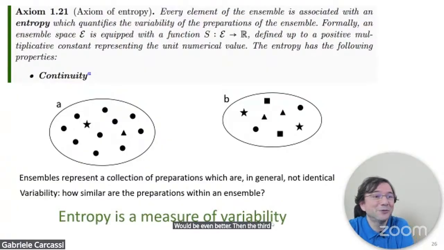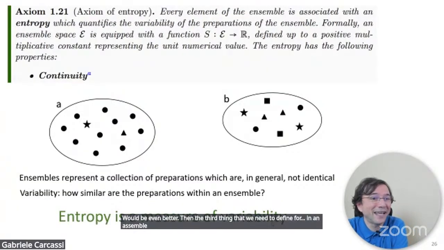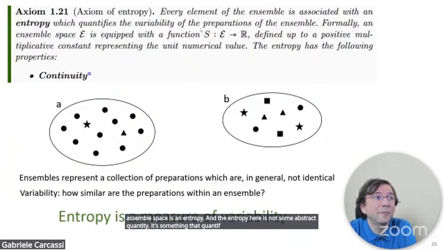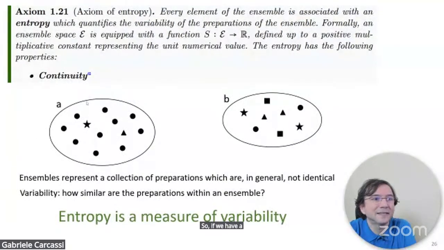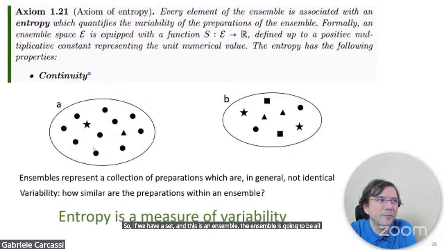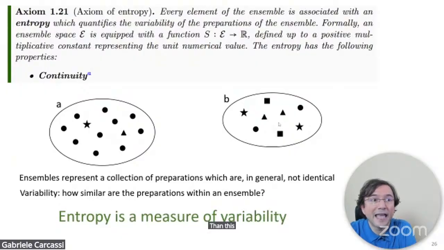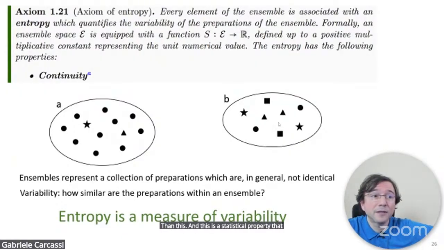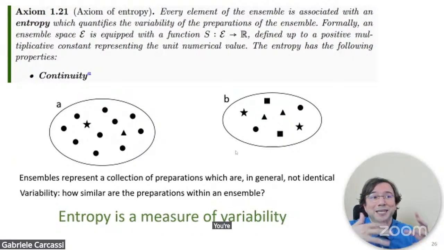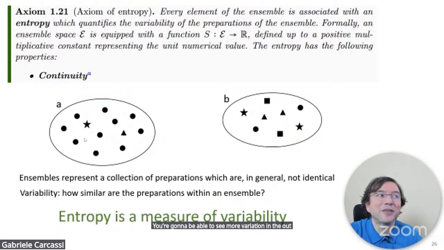Then the third thing that we need to define in an ensemble space is an entropy. And the entropy here is not some abstract quantity, it's something that quantifies the variability of the preparation of the ensembles. So if we have a set, and this is an ensemble, the ensemble is going to be all this infinite collection of preparations. There are going to be a bunch of things, and B is another preparation, which is going to be a bunch of things. And you can see intuitively that this is less varied than this. And this is a statistical property that is important because you're going to be able to see more variation in the outcomes here than here. So it's something that we need to be able to keep track of.